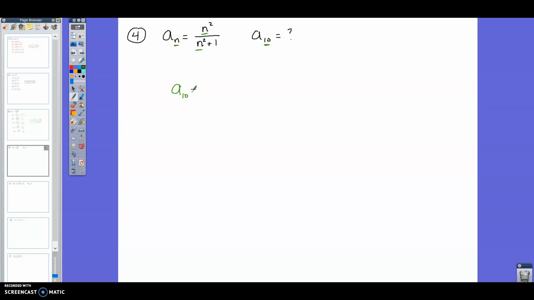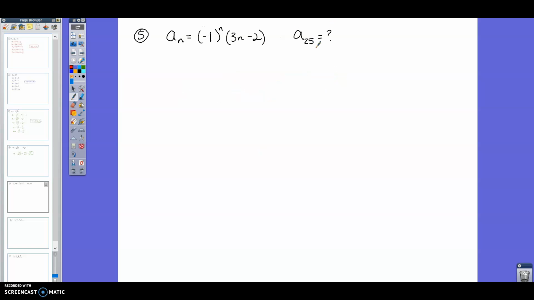So we have a of 10 equals n squared, so n is 10, over n squared plus 1. So again, that's 10 squared over 10 squared plus 1. 10 squared is 100. So we end up with 100 over 100 plus 1, and if we add that, we get 101.